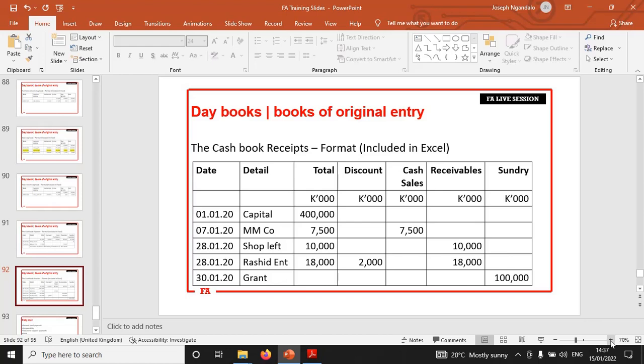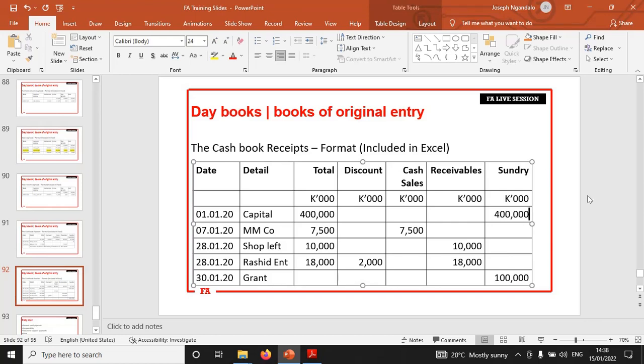You have got the column for sundry. This is money that we received from different sources. We have got a column for receivables. This is the money that we receive from credit customers. You have got a column for cash sales. This is the money that you receive from those who buy from you on cash basis. There's also supposed to be capital. Capital, we can put it still under sundry, because it doesn't come every time. So you've got all those.